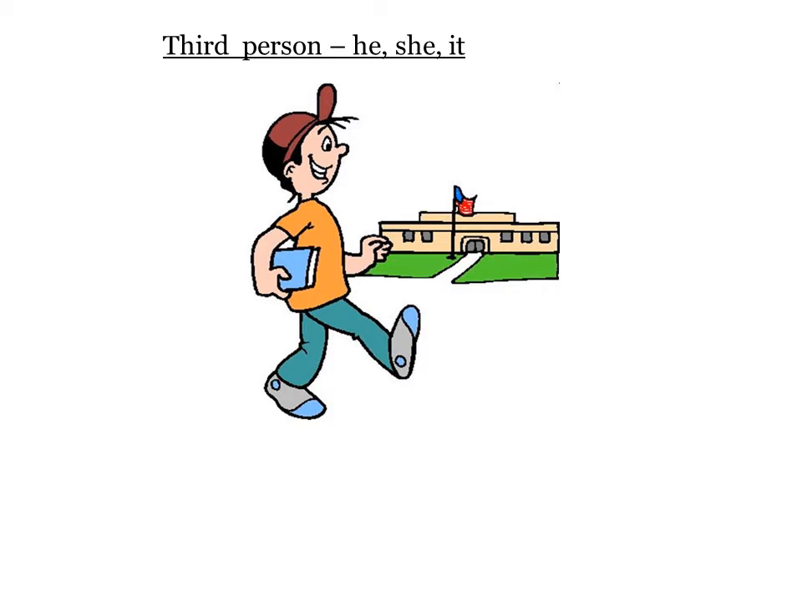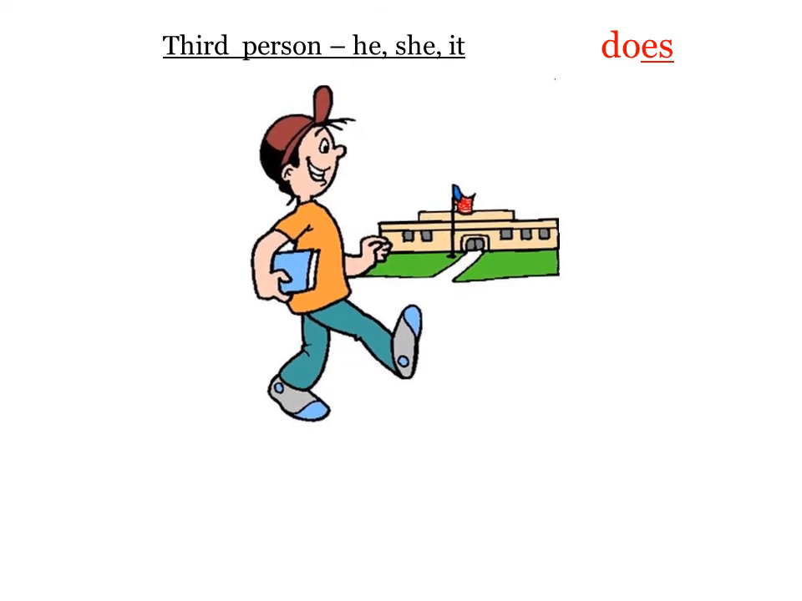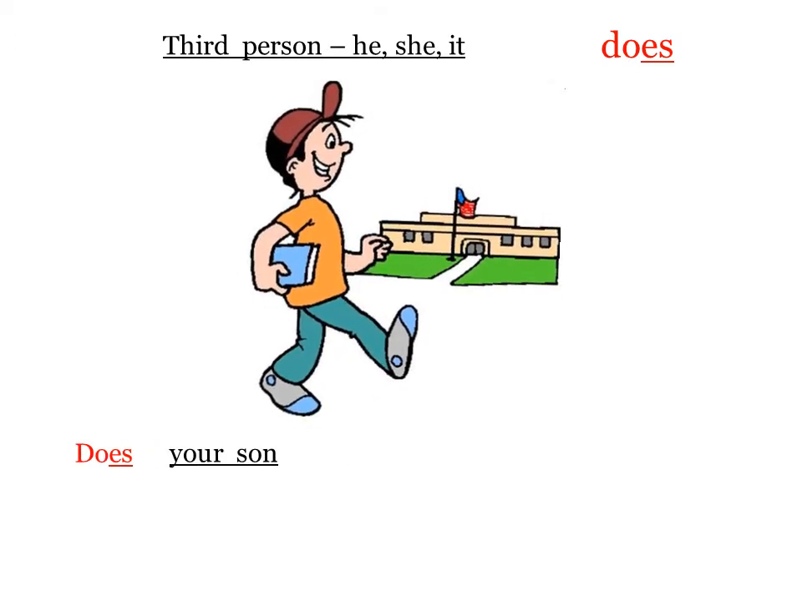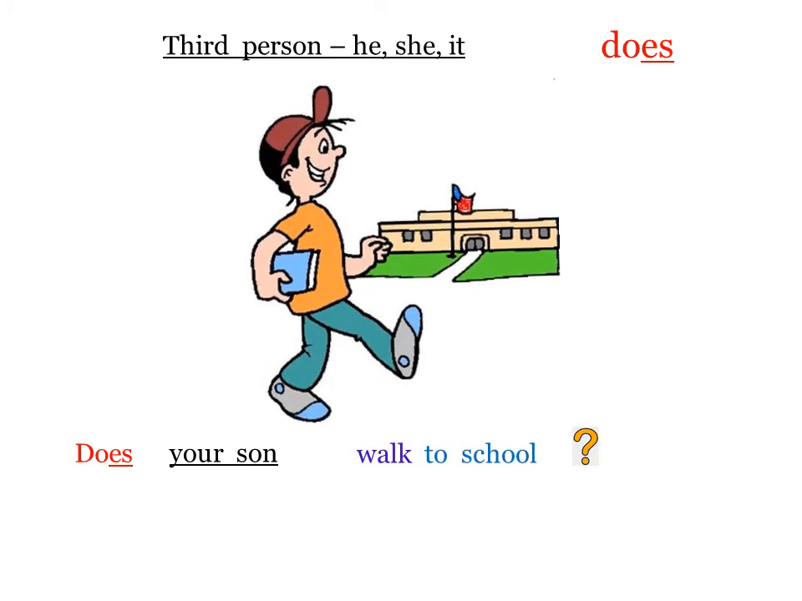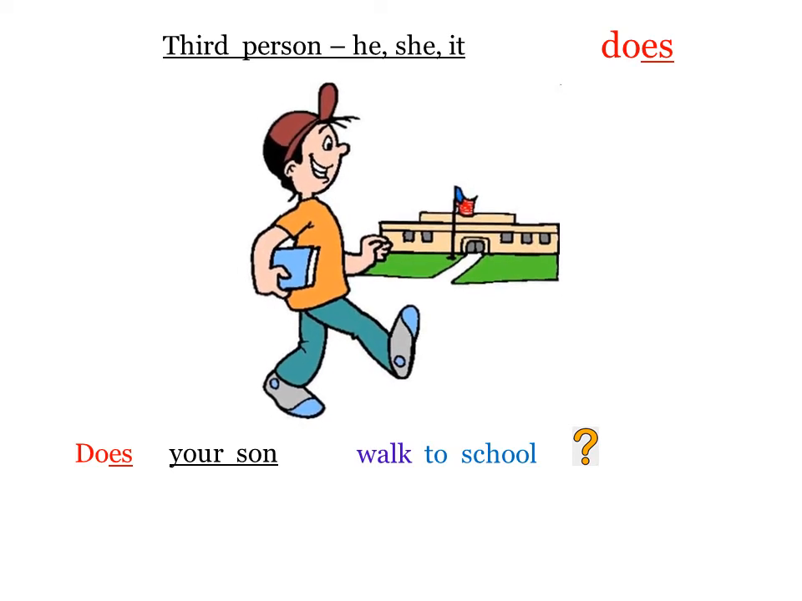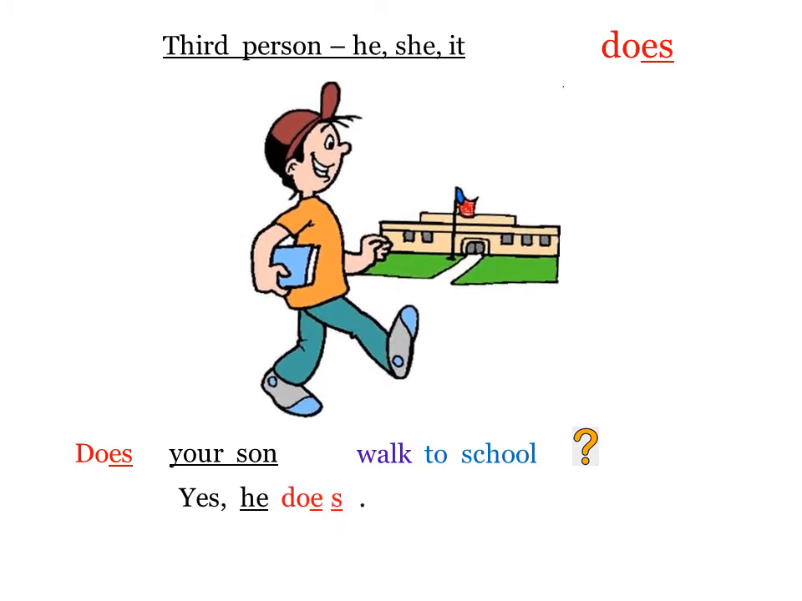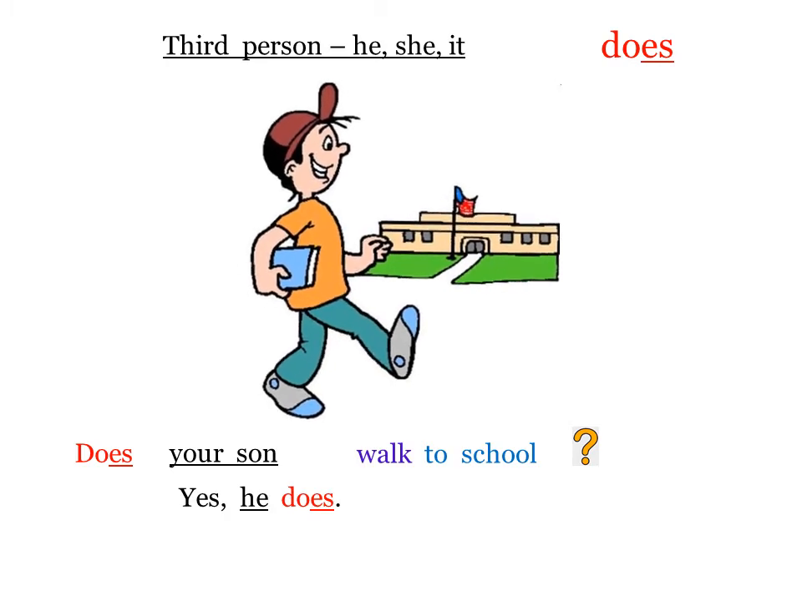Now for third person, he, she, or it, we have to add an S on the verb do. In this case, ES, which is pronounced does. So we have, does your son walk to school? Does your son walk to school? Yes, he does.